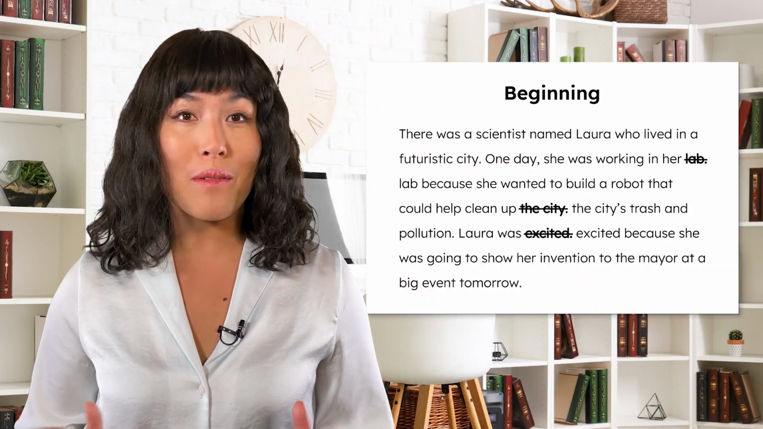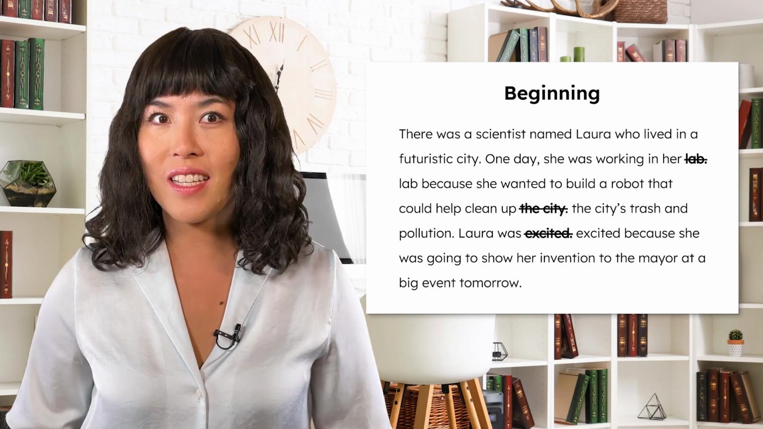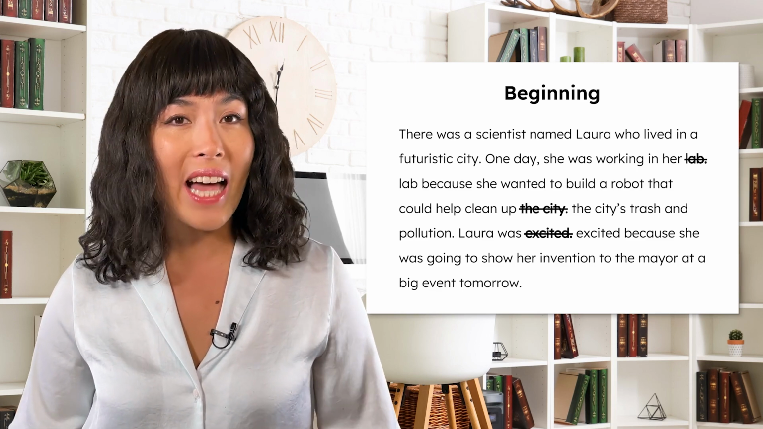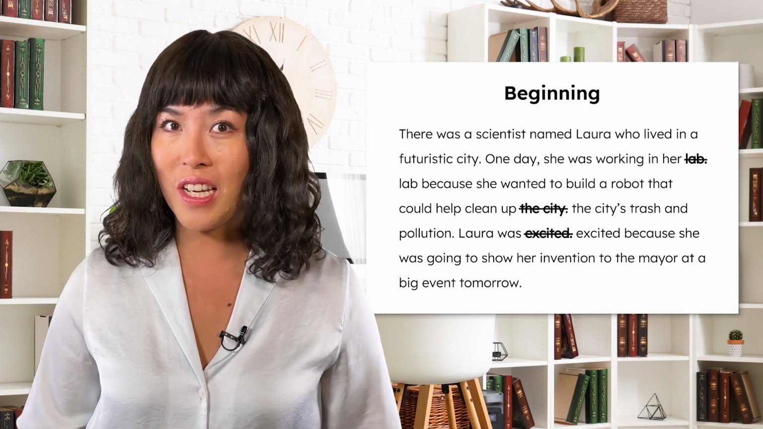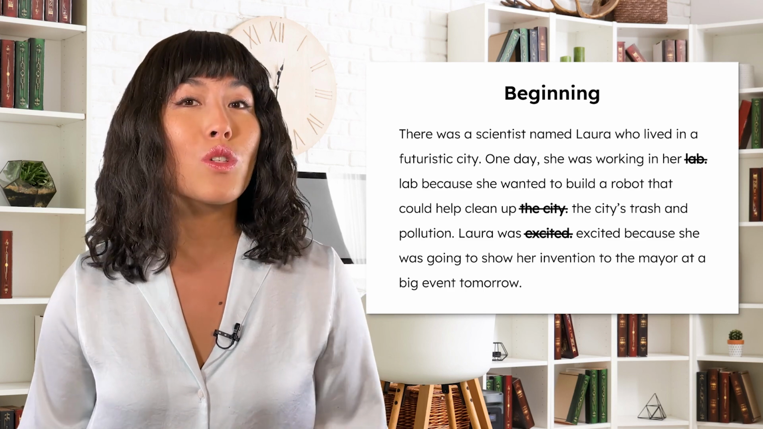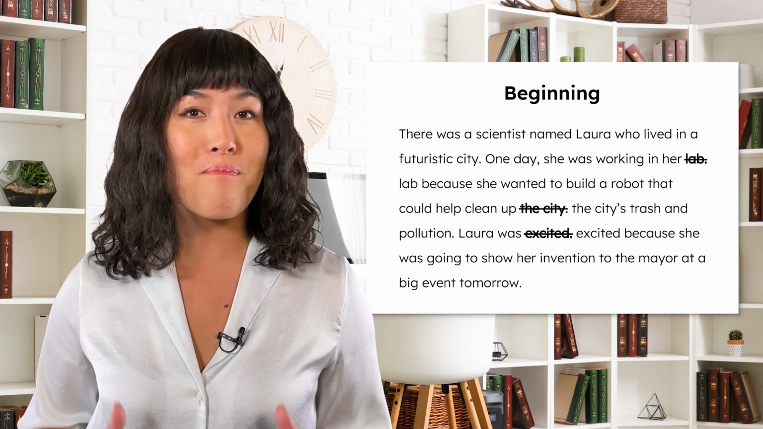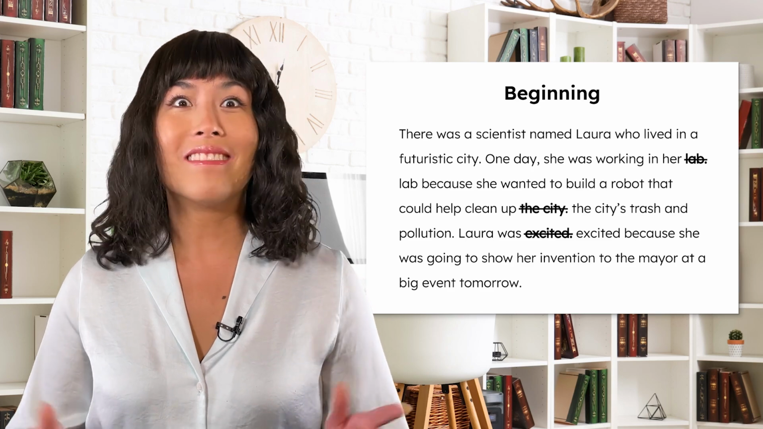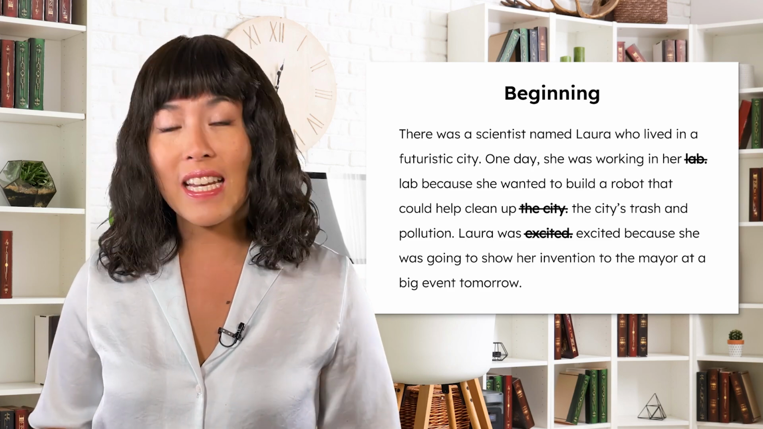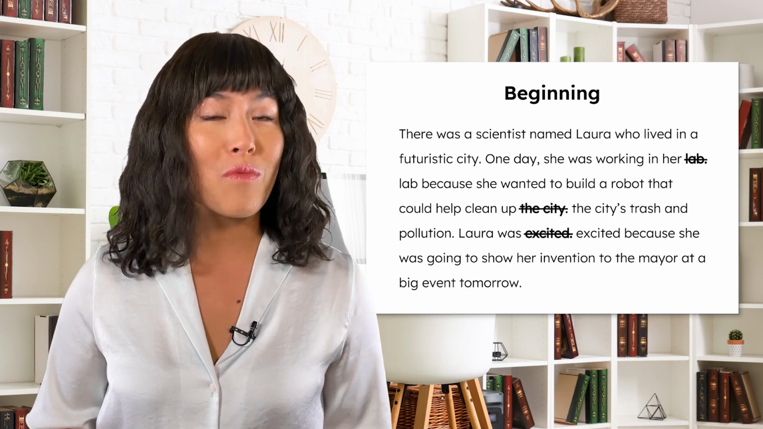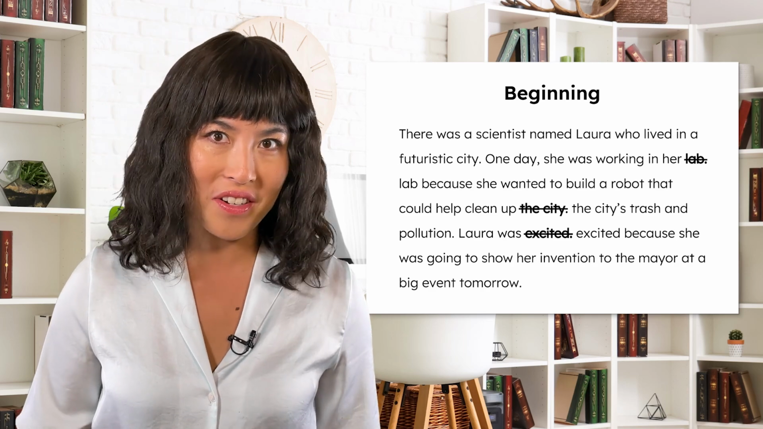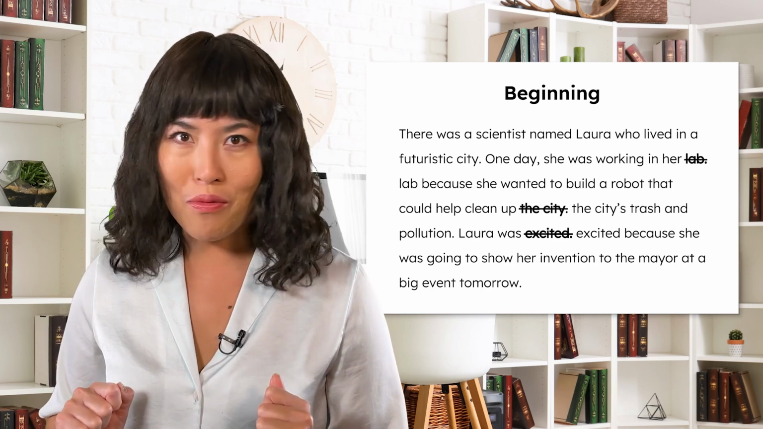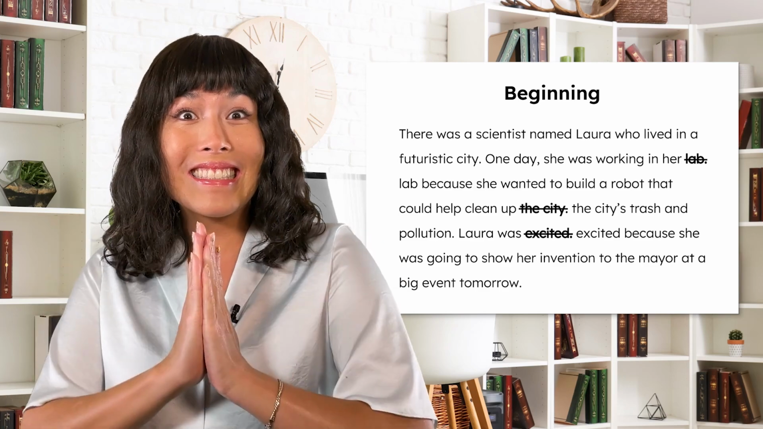All right, here's my rough draft so far. There was a scientist named Laura who lived in a futuristic city. One day, she was working in her lab because she wanted to build a robot that could clean up the city's trash and pollution. Laura was excited because she was going to show her invention to the mayor at a big event tomorrow. That's a strong beginning. I followed my plan in order, used full sentences, and wrote in past tense. I also mentioned the setting and introduced my main character. Now, I'm going to finish my rough draft by writing the middle and end.